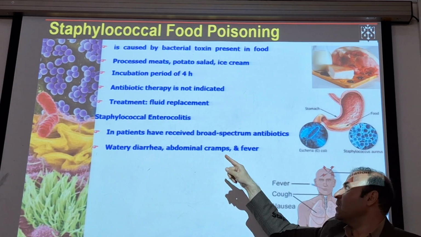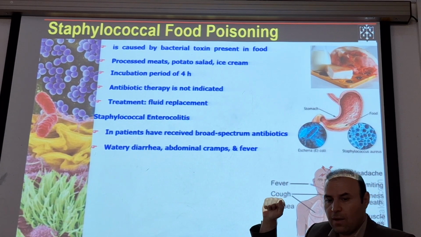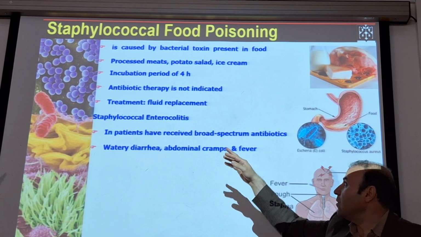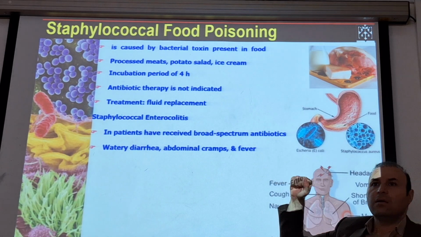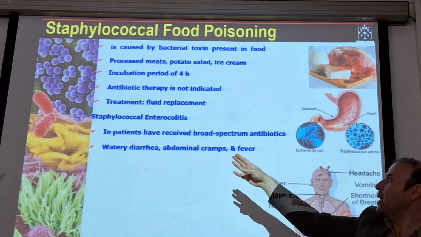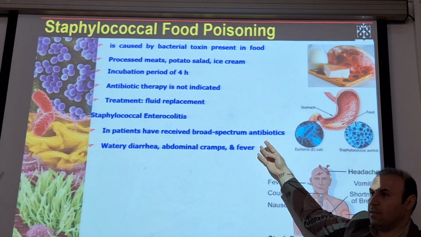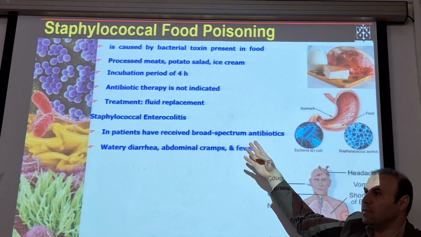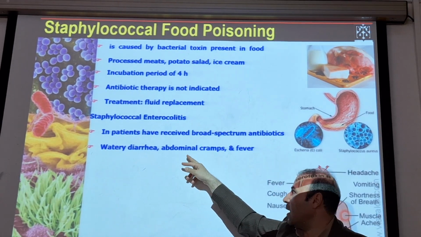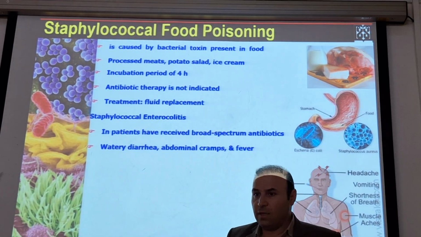Staphylococcal enterocolitis. Enterocolitis occurs in patients who have received broad-spectrum antibiotics. This disease is characterized by fever, abdominal cramp, and watery diarrhea.